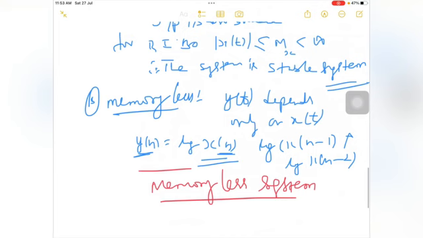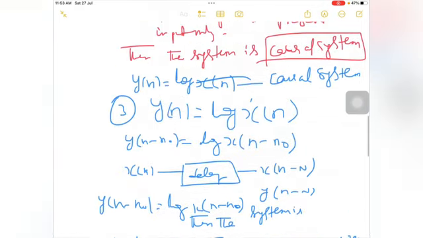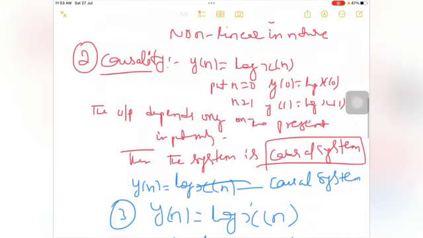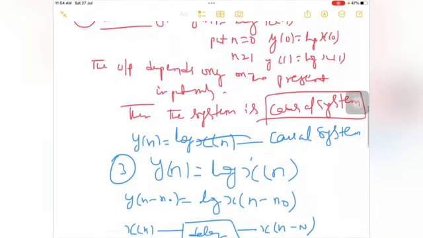We can recall all the five now. It is memoryless, and the bounded input gives a bounded output, therefore it's a stable system. If there is any delay in the input, there is also a delay in the output, therefore the given system is time invariant. It is a causal system because the output depends only on the present input. And it does not obey the principle of superposition and homogeneity, therefore the given system is a non-linear system.